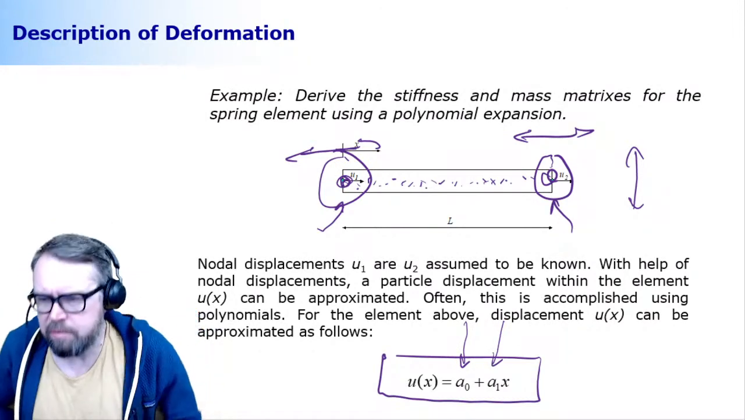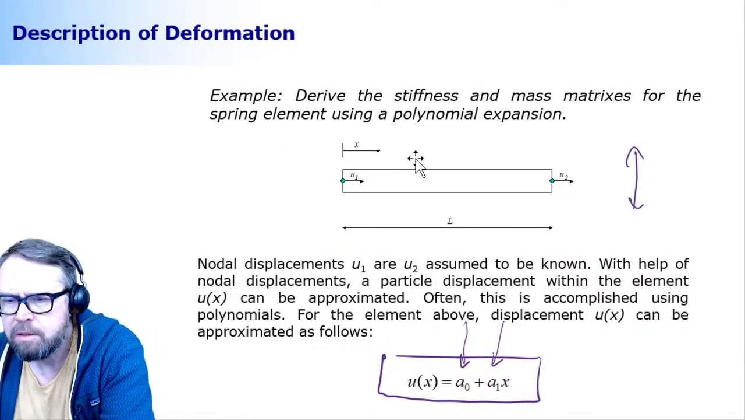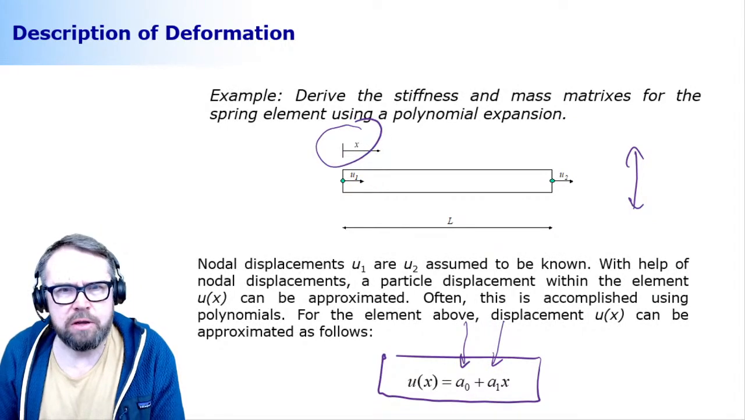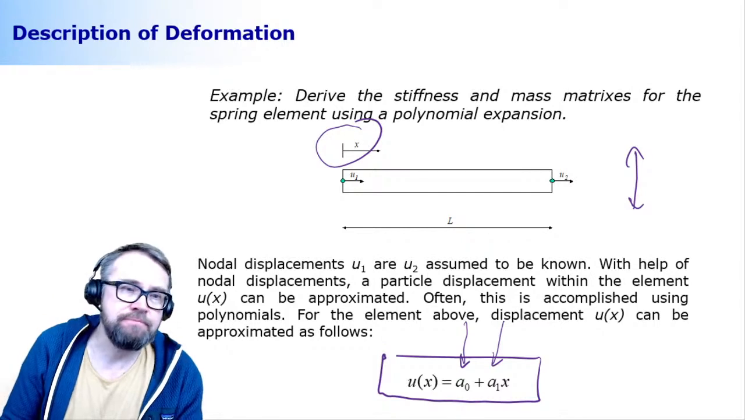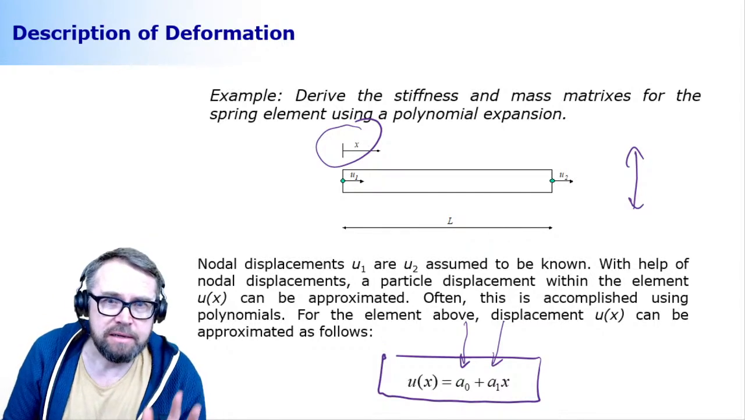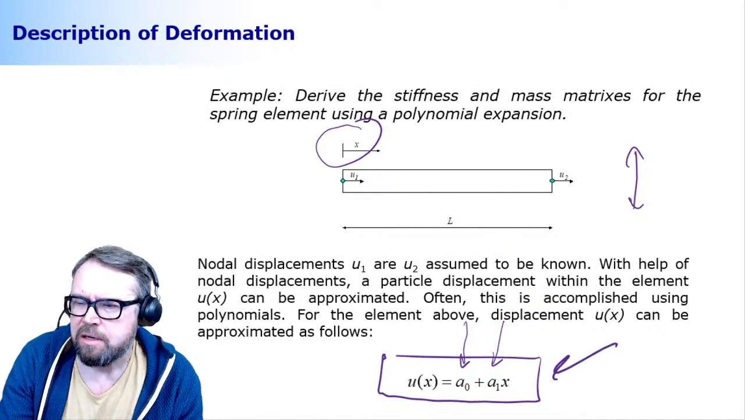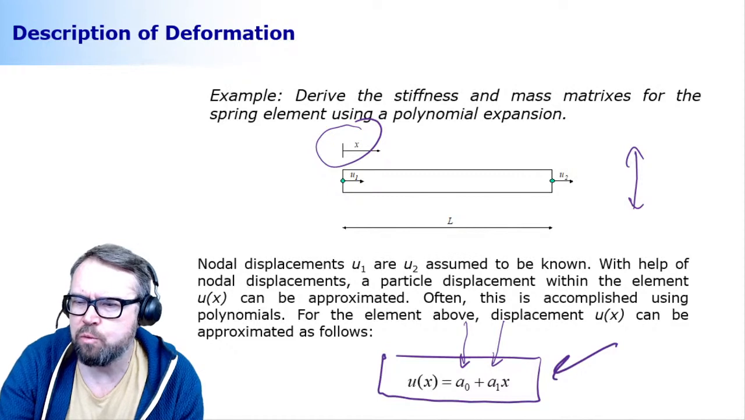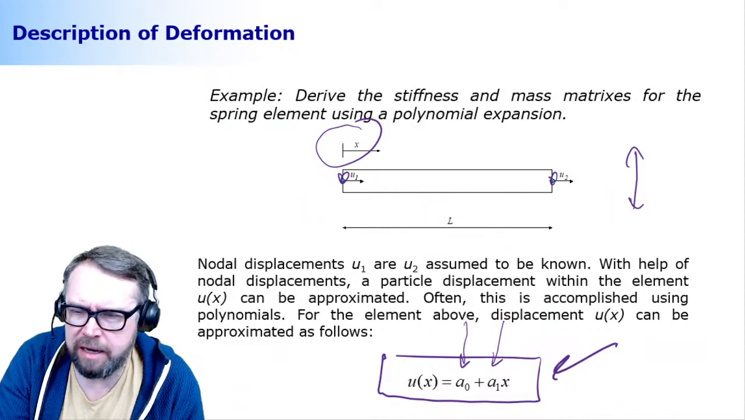And then the value that depends on the parameter x. Let me make this clear to you. x is this longitudinal coordinate here. So this is my polynomial expansion. This is what I decided to use to predict how each of the particles between these nodal locations is assumed to behave.